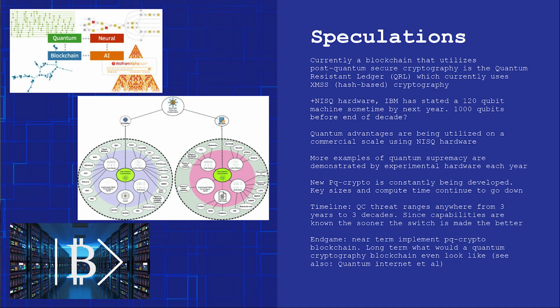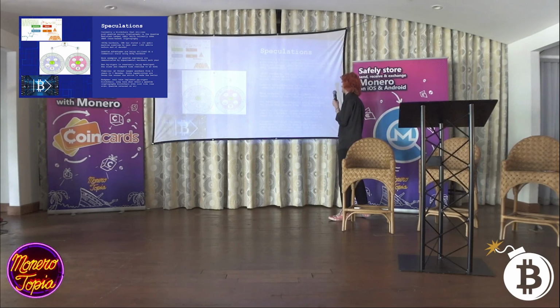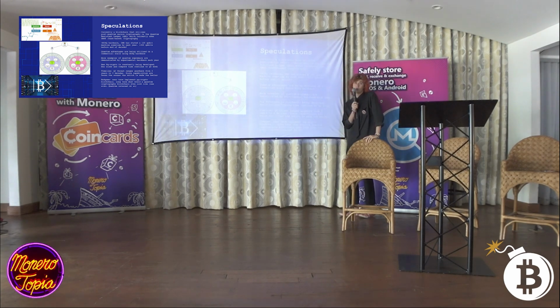And then new post-quantum crypto is constantly being developed. Key size and compute times continue to go down. Post-quantum crypto is, of course, in an arms race with quantum computing, so it's kind of back and forth. But a lot more protocols are being built off of it as well. And you could probably do atomic swaps with lattice-based cryptography at some point too. I don't know. Timeline: the quantum computing threat ranges anywhere from 3 years to 3 decades, I would assume. Since capabilities are known, if you're not using post-quantum cryptography, you should probably switch at some point.